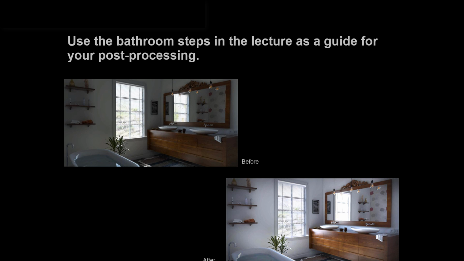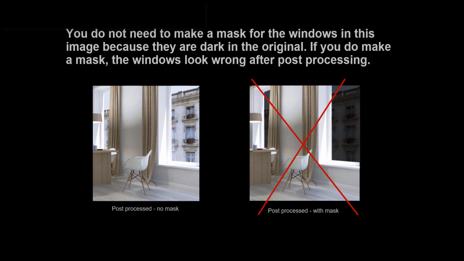In this particular example I gave you, however, you do not need to create that mask that we had to do for the windows, because these windows are fine. If you end up doing the mask, you'll end up with windows that look black, which is not right. In the bathroom, the windows were fine, but the room was too dark, whereas here both the window and the room were too dark. So hopefully that gives you an example.